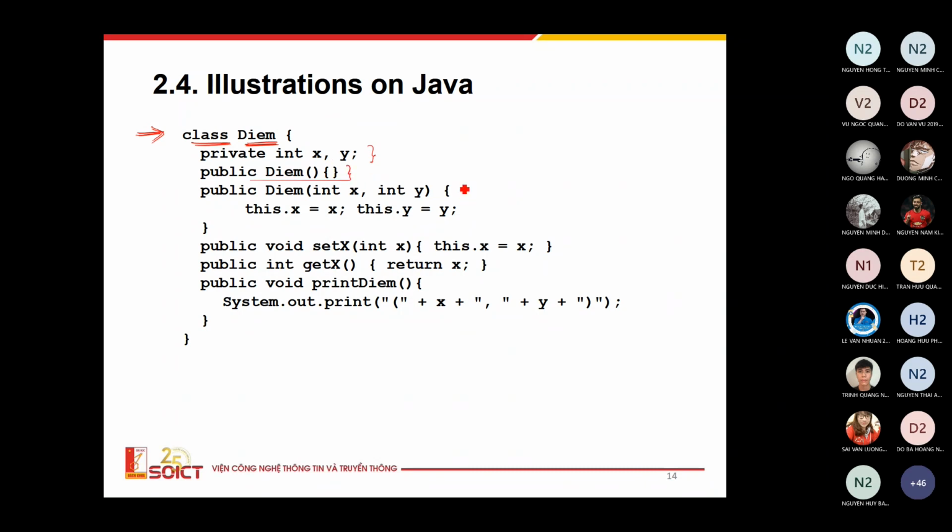Here you have the constructor, nothing new. Here you have two methods, the get and set methods, and another method that prints out the information about this point. Okay, so you will print out the coordinates of this point.